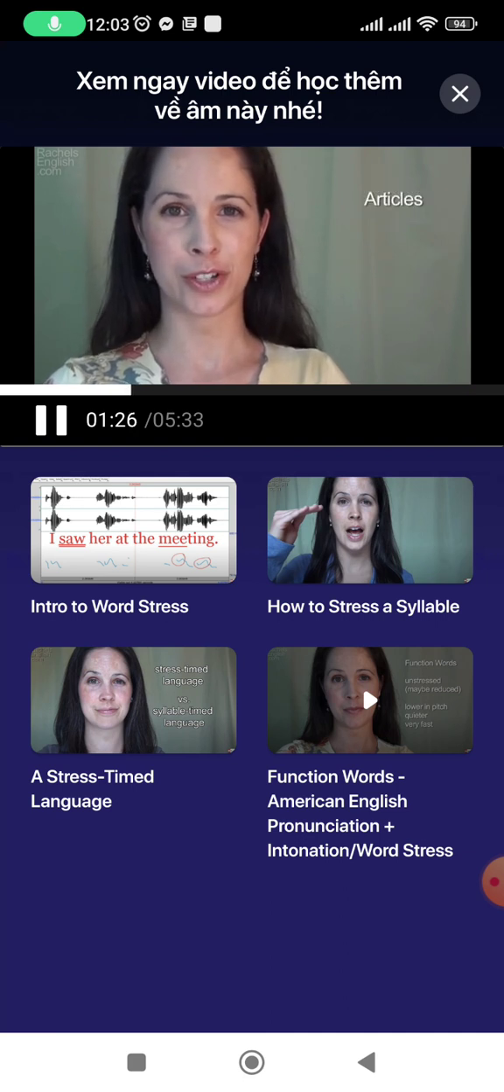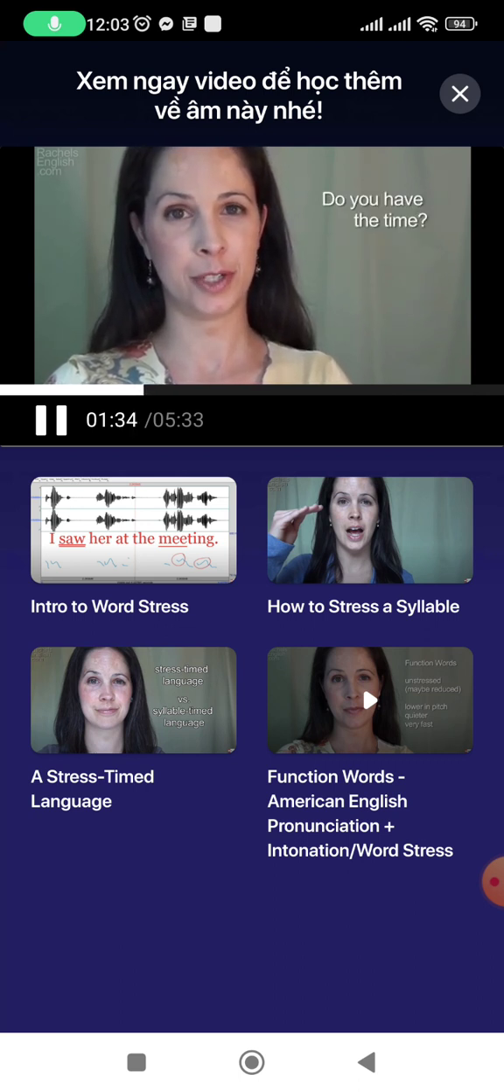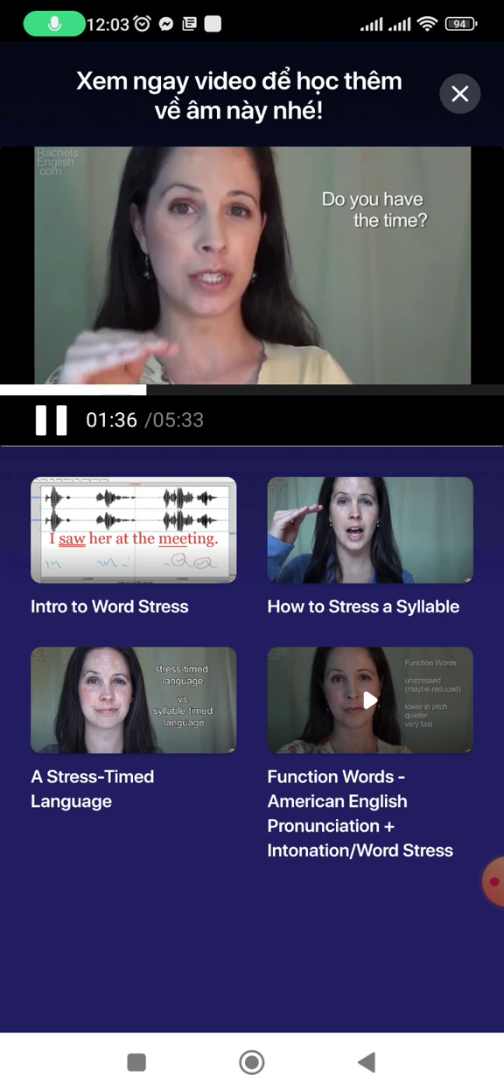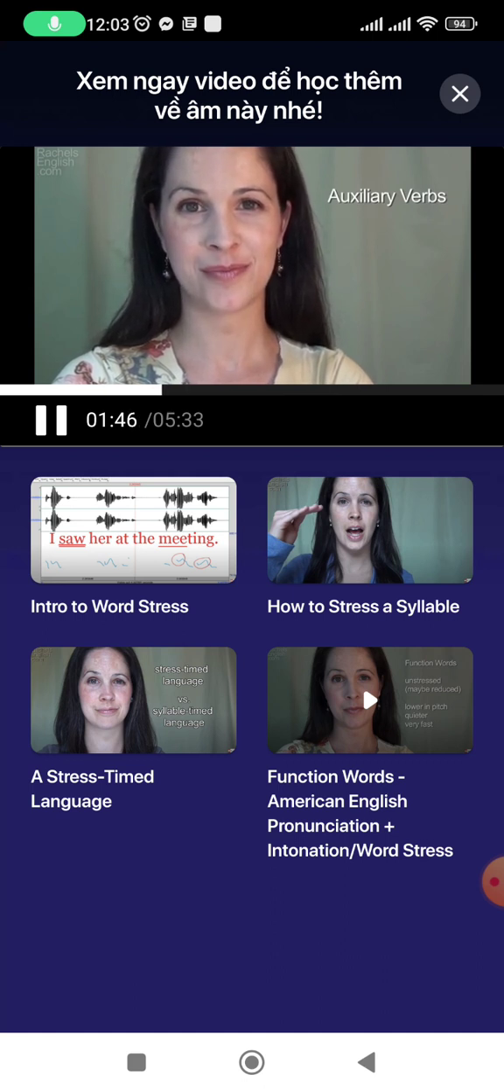Articles are function words, for example, a and the. In the sentence, do you have the time? Do you have the time? Do you see how the word the is low in pitch? Do you have the time?